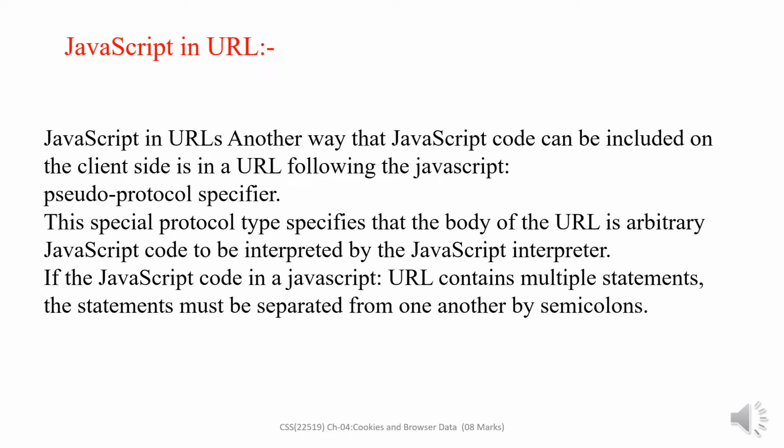JavaScript in URL. Another way that JavaScript code can be included on the client side is in a URL following the javascript: pseudo protocol specifier. The special protocol type specifies that the body of the URL is arbitrary JavaScript code to be interpreted by the JavaScript interpreter. If the JavaScript code in a URL contains multiple statements, the statements must be separated from one another by semicolons.